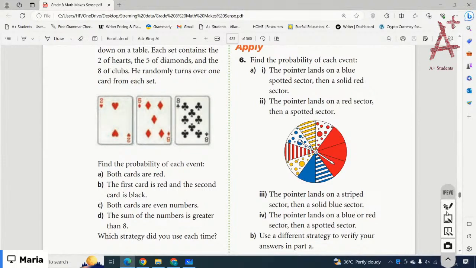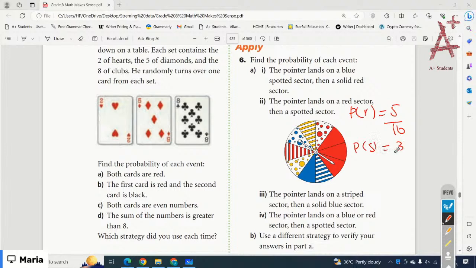The red sector, you don't have any red. 1, 2, 3, 4, 5. Now you have not solid. You're not talking about the solid red. So the probability of red is 5 over 10. Then a spotted sector. Spotted are 1, 2, 3. Right? Probability of spotted is 3 over 10. So when you multiply them, probability of red or spotted, it would be 5 times 3 is 15 over 100. Right?